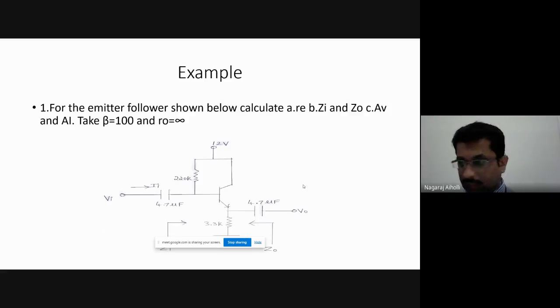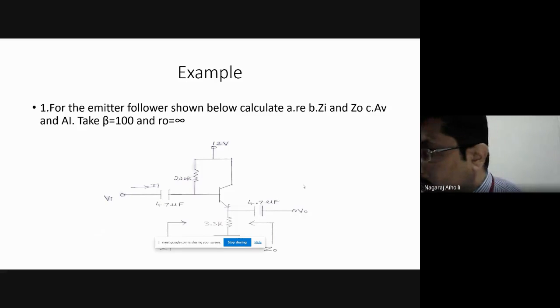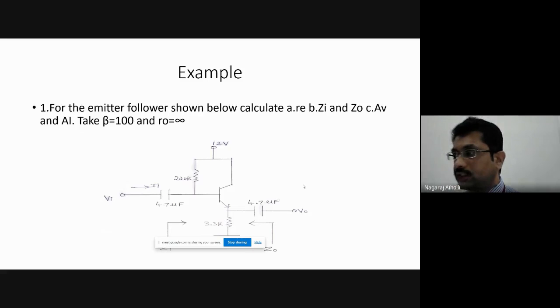Next is question number 12. Derive expression for AV, AI, Zi, Z0 of voltage divider bias configuration. So next is for the voltage divider bias configuration.